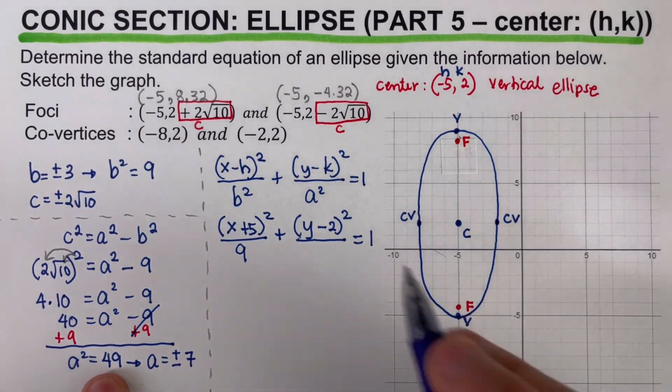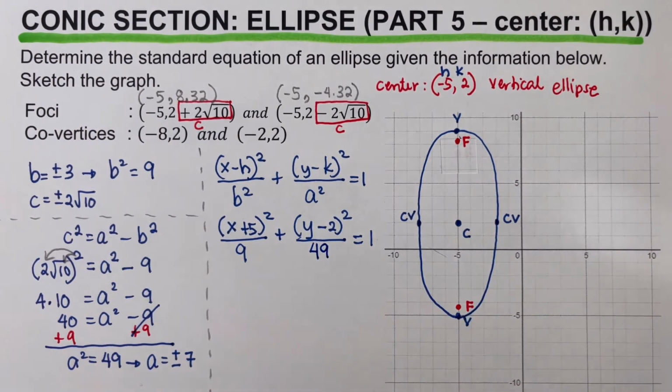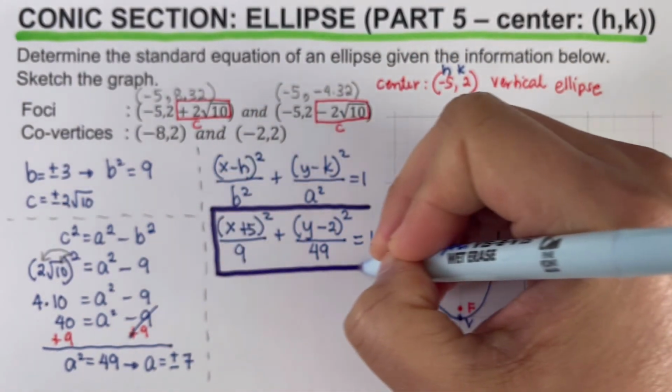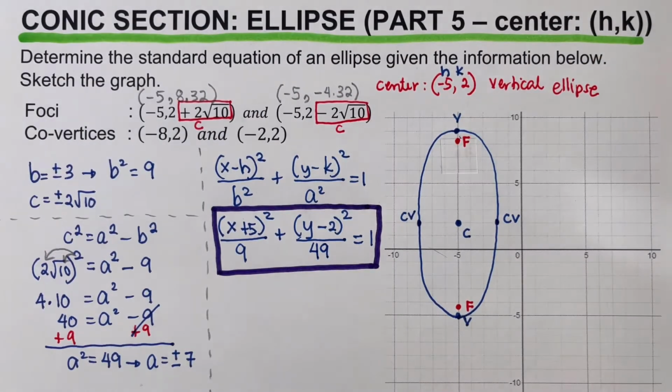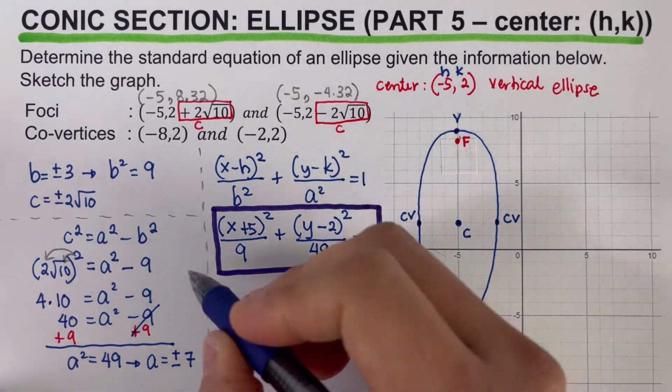This tells us that our a squared is 49. So I'm going to put that down here. So this is the equation of this problem that we have up there. Now, if we look at the coordinates of these two vertices, we can go ahead and write it down here.